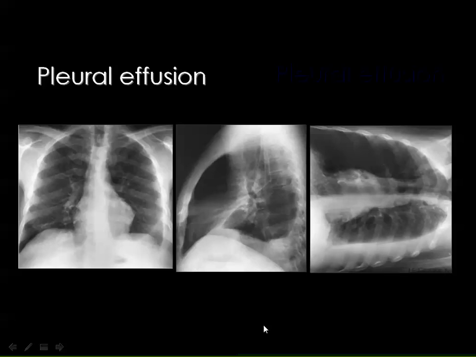Then we may have what we call the decubitus view. We put the patient on the diseased side, and here it is on the left side, and if there is some fluid underneath the diaphragm, it will trickle in the pleural space, as you can see here. And of course, this maneuver is not commonly used nowadays, and we use ultrasound instead to detect minor pleural collections.